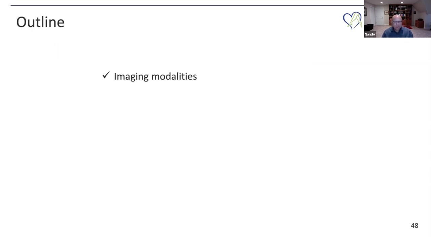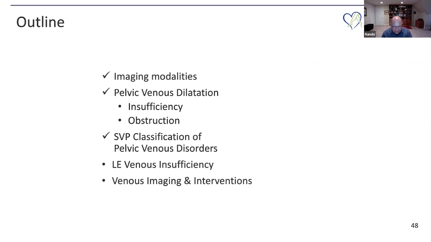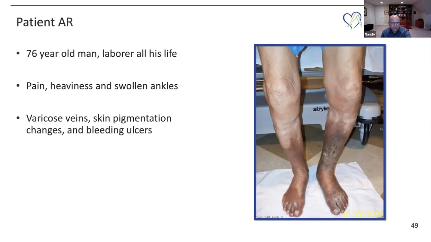So we've covered imaging modalities, pelvic venous dilatation, and SVP classification of pelvic venous disorders. Let me now deal with two final topics: lower extremity venous insufficiency and venous imaging used to guide interventions. This is a 76-year-old man, laborer his entire life, presented with pain, heaviness, and swollen ankles. Varicose veins, skin pigmentation changes, and bleeding ulcers are present. Trying to perform an ultrasound through this thickened skin and with the lesions was impossible.